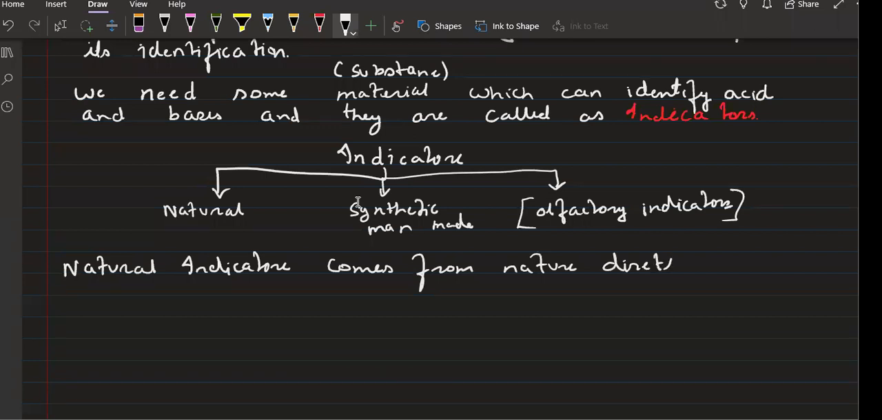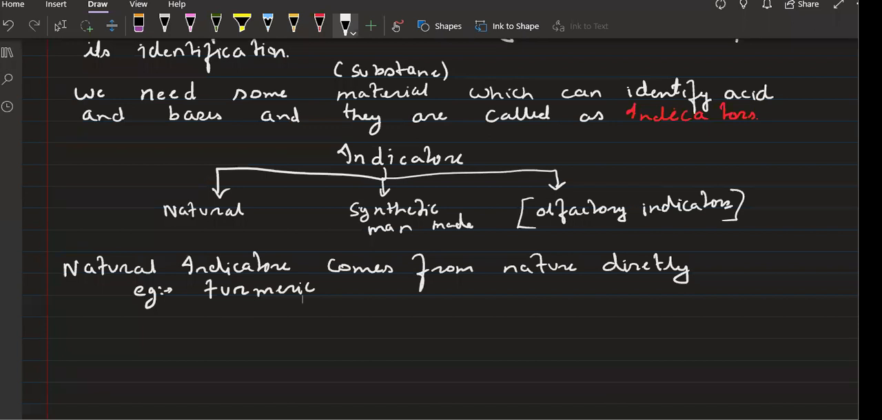Now, one of such indicators is used in every household. Can you tell me what is that? Yes, very good, Madhur. Example is turmeric. Yes, very good. Everyone is smart. Turmeric.